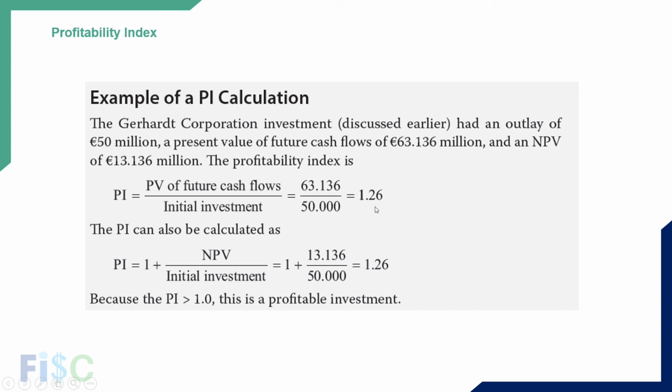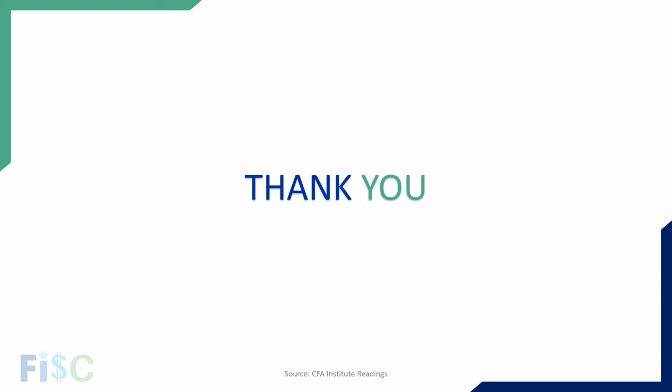Here you can see the formula of profitability index is PV of future cash flows divided by initial investment. We can also use the formula 1 plus NPV divided by initial investment. So here you can see that it is 1.26. The basic criterion of the profitability index is that if it is greater than 1, the investment is profitable. If it is less than 1, it is not profitable. So this is what we had to discuss in LOS 4.